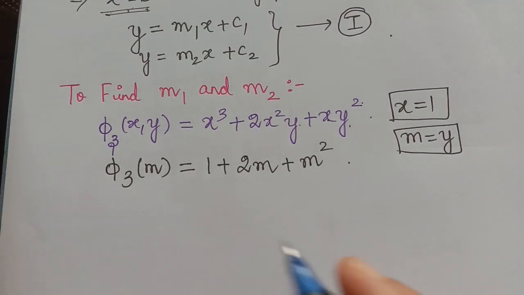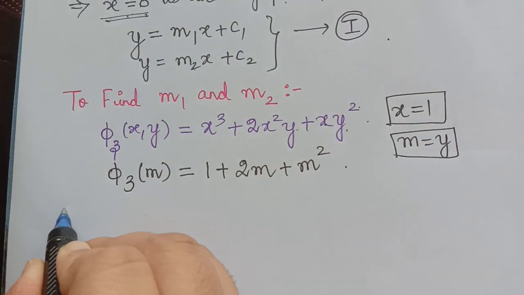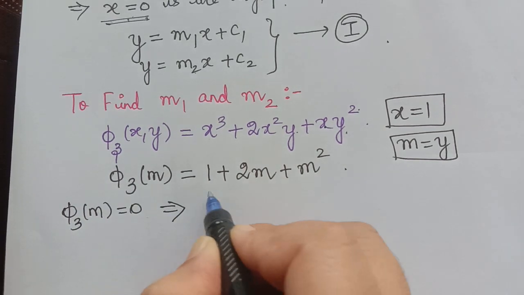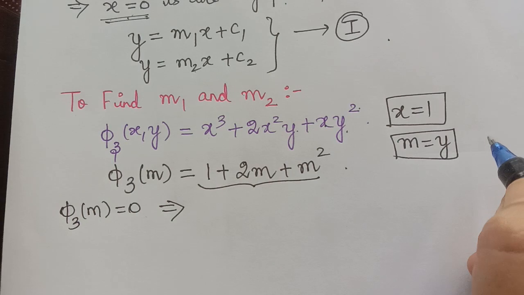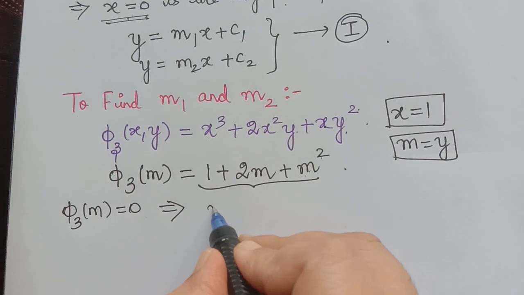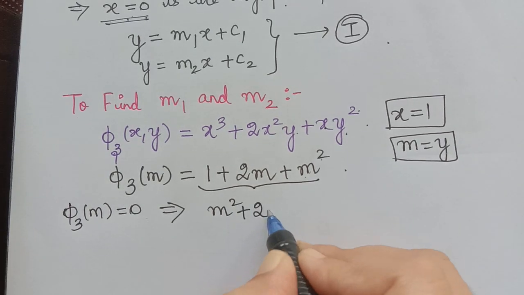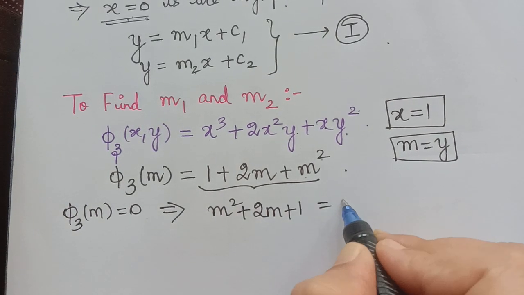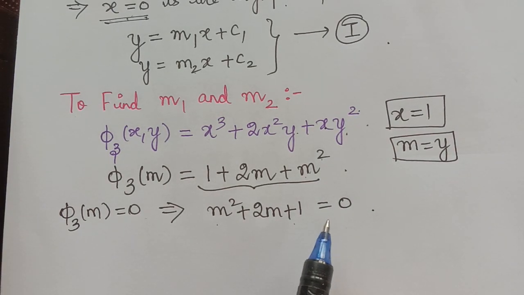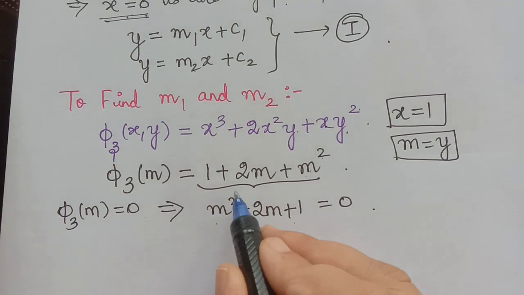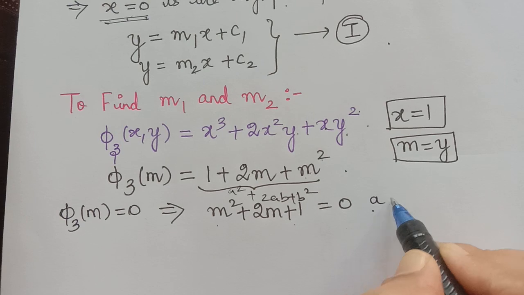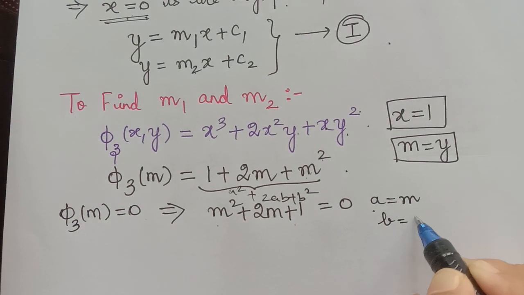Now we have to find the value of m, for which we have to equate phi 3 of m to be equal to 0. For which we have to equate these three terms to be equal to 0. Let me write it in the order of the powers. So first I am writing m squared plus 2m plus 1 is equal to 0. Now we have to find the roots for this quadratic equation. We observe that this is in the form a squared plus 2ab plus b squared, where the value of a is equal to m and the value of b is equal to 1.